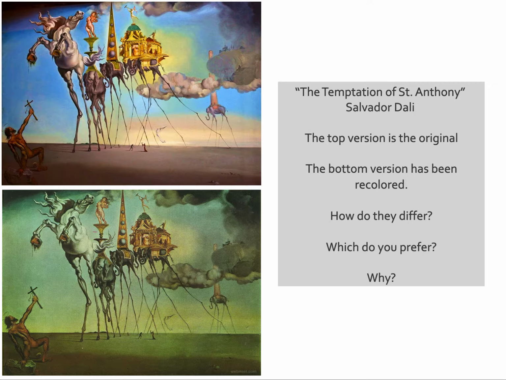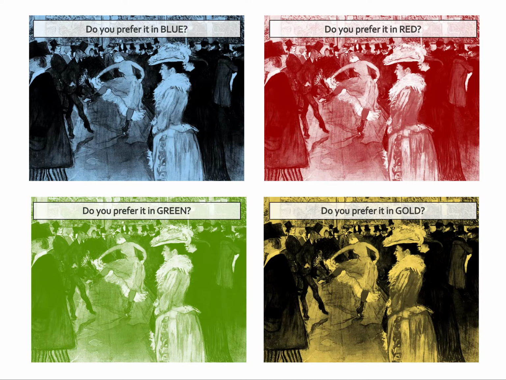Now, again, we've talked about the science behind this, but preference is purely subjective. And that is because we all have had different experiences associated with color. Do you prefer the color blue? Do you prefer it in red? Or the painting, I'm sorry. Do you prefer the painting in blue, red, green, or gold? Which one do you prefer? I'm drawn to the one in red. What does that say about my personality? What if you're drawn to one of the other ones? Why?